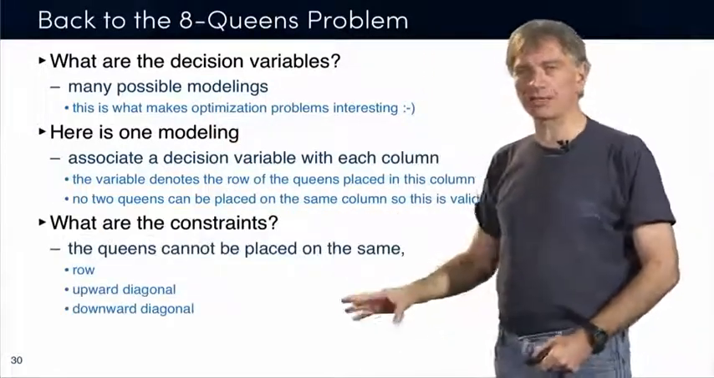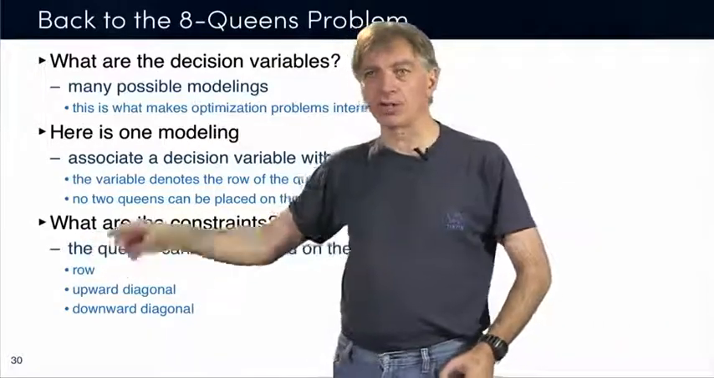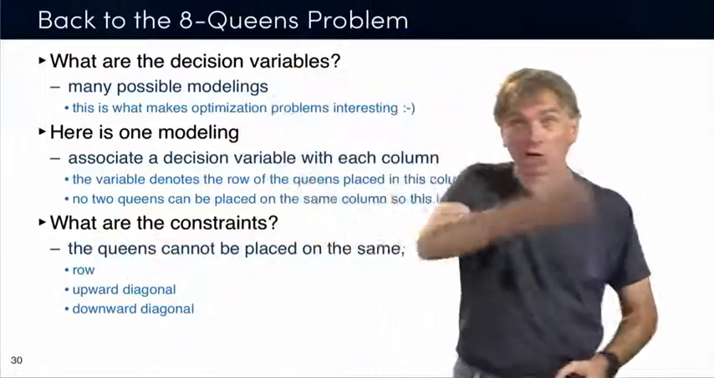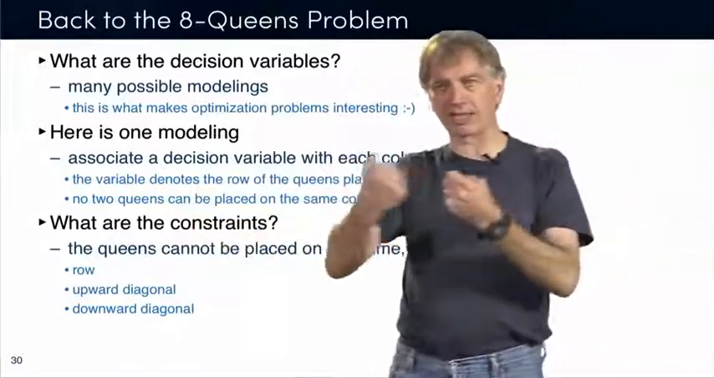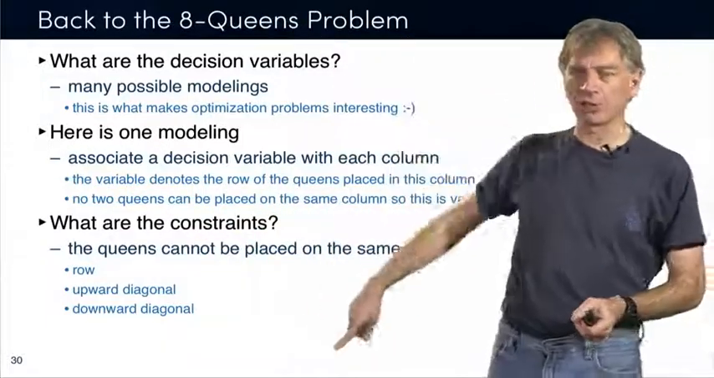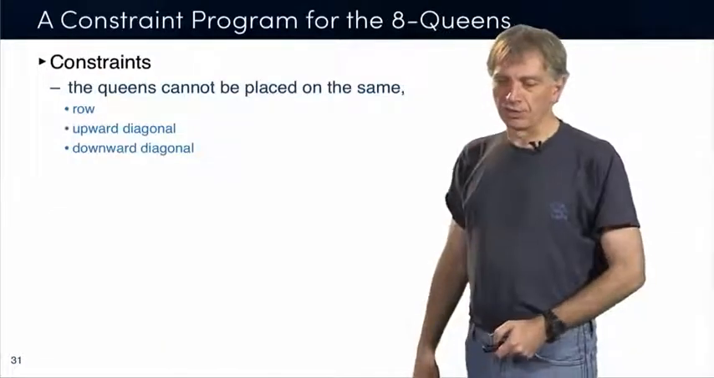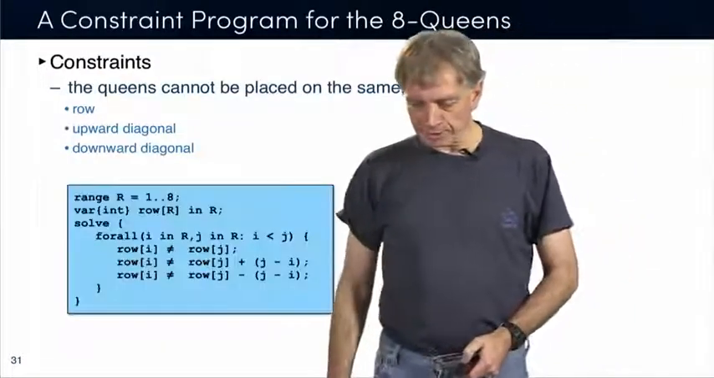Now, what are the constraints? There are 3 types of constraints. So now that we have a queen which is associated with every one of the columns, we have to make sure that they are not placed on the same row. Okay? Otherwise, they would attack each other, and not on an upward and a downward diagonal. Okay? So yeah, that's what I said.